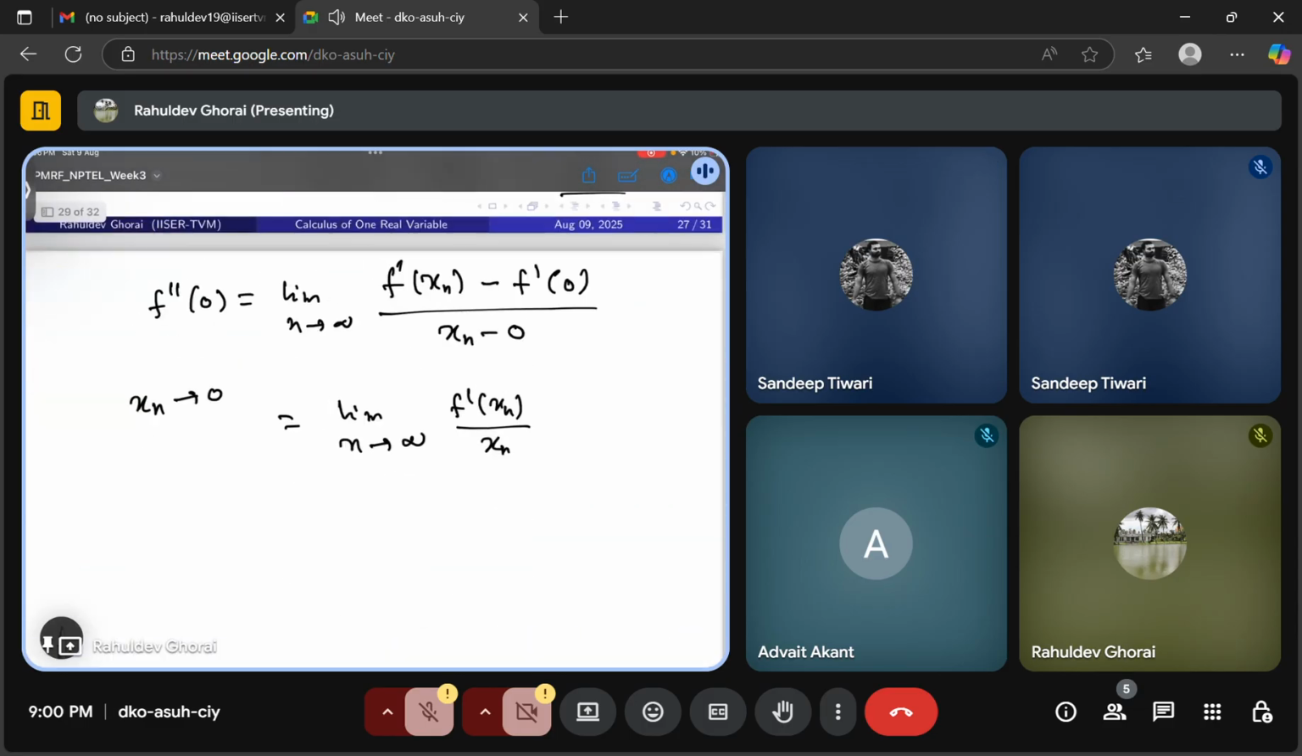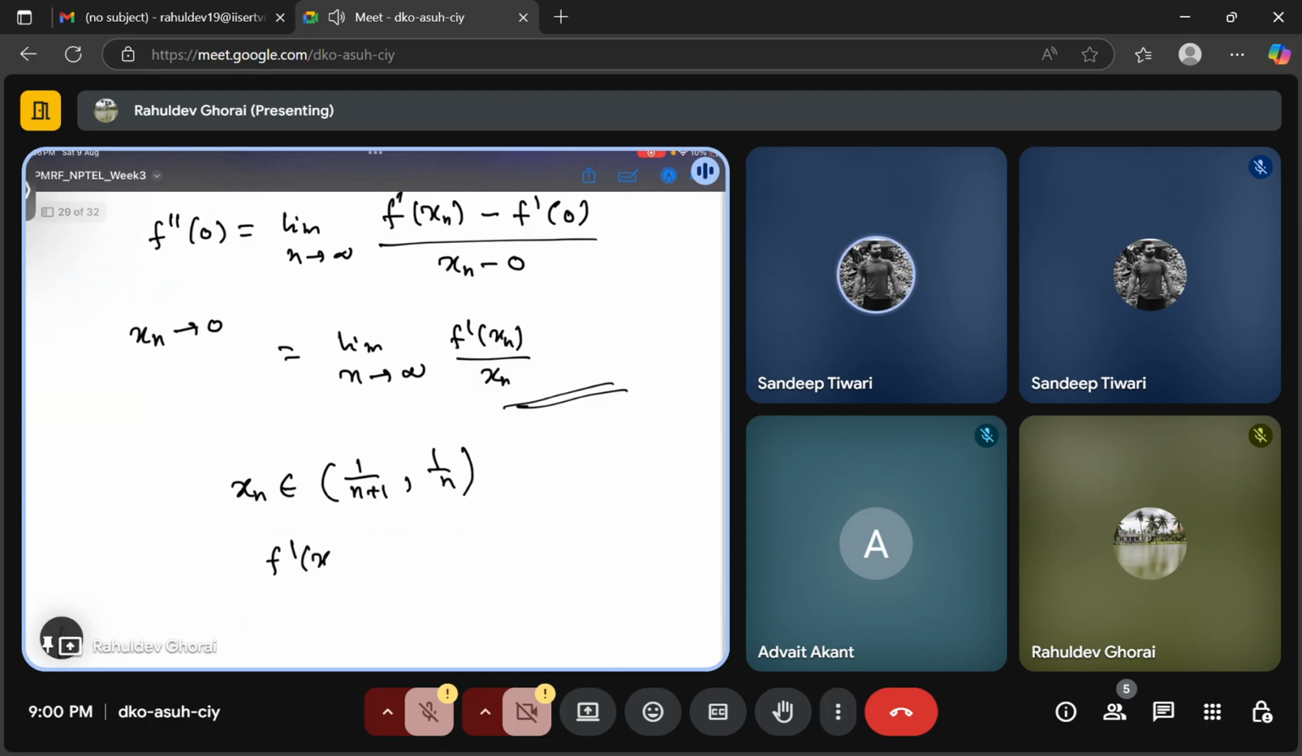So, this becomes a little difficult. People usually try to find it using the mean value theorem. By the mean value theorem, you will always find a sequence xn between 1 over n plus 1 and 1 over n such that f dash xn equals f of 1 over n plus 1 minus f of 1 over n, over 1 by n plus 1 minus 1 by n.